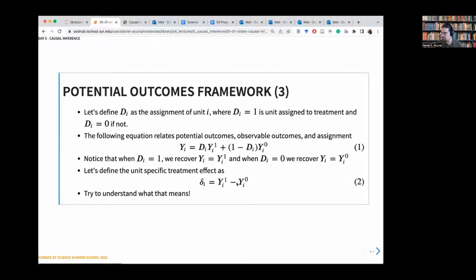Is it possible to have more than one treatment? It is possible, and we can generalize this. All these applications are relatively easily generalizable, but you have to look at the books that do that. But yes, it is possible.